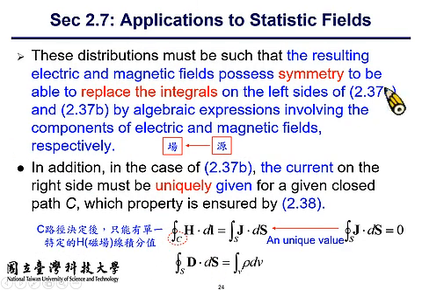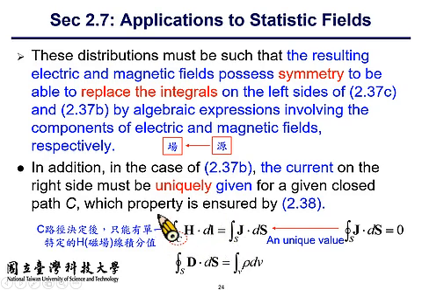And we can easily identify that the source for magnetic field is electrical current and the source for electrical field is the electrical charge. And in addition, in the case of Ampere's circuital law, the currents on the right side must be uniquely given for a given closed path C. That is, we see that because there is no displacement current involved, the Ampere's circuital law is reduced from 3 terms into 2 terms.